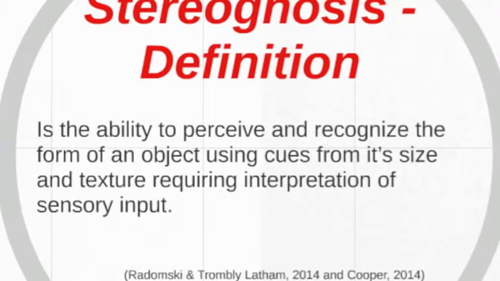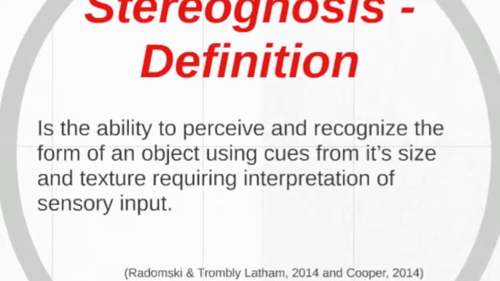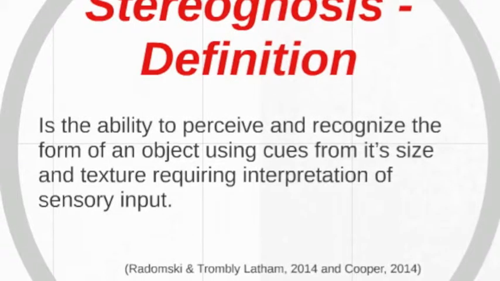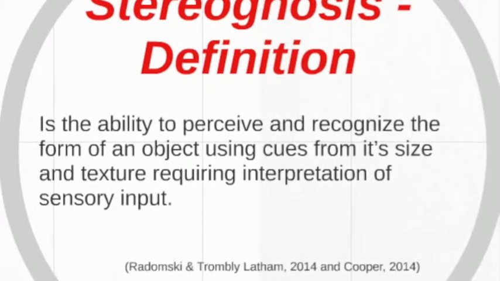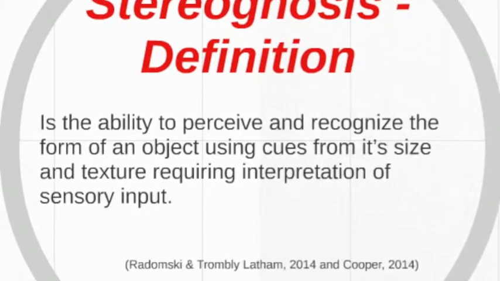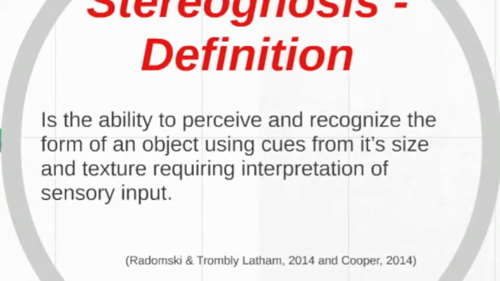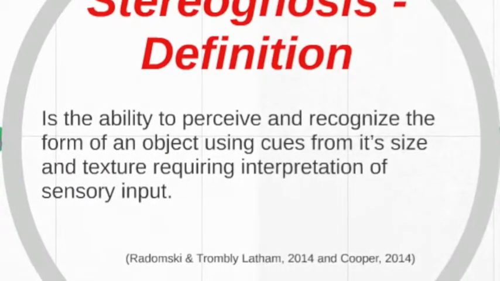Stereognosis is the ability to perceive and recognize the form of an object using cues from its size and texture, requiring interpretation of sensory input. So in other words, stereognosis is the ability to identify an object based only on information gathered from handling and manipulating it without looking at it.